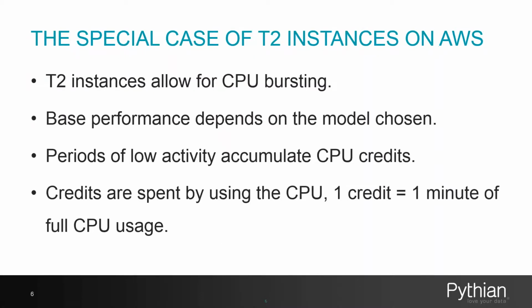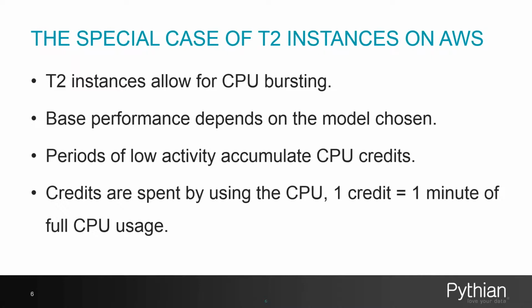So like I said, the T2 instance in Amazon is a special case, and that's why I wanted to highlight it. It allows for what's called CPU burst. What this means is that depending on the model of the instance that you choose, it's going to have a base performance. Usually what it does is that if you are not using the CPU, it will start to accumulate credits. So periods of low activity will accumulate CPU credits. If the CPU is running at about 20%, then you won't accumulate credits. It will simply continue to run.